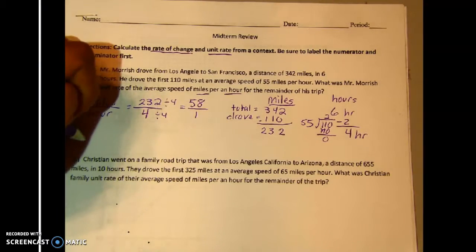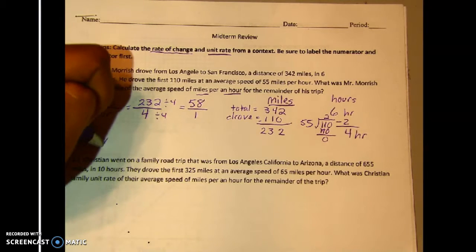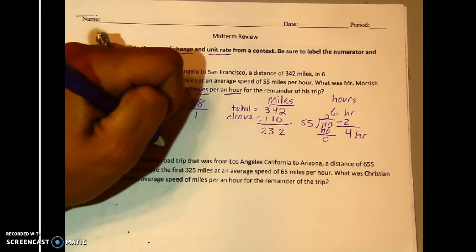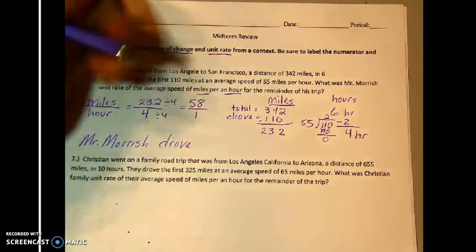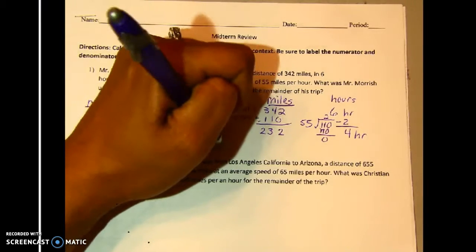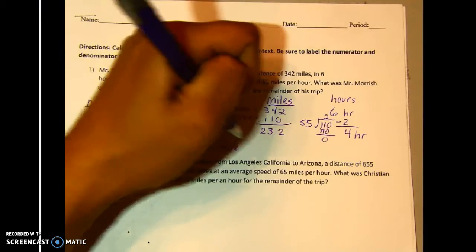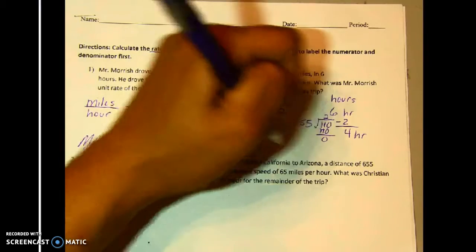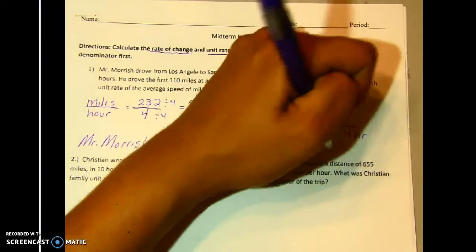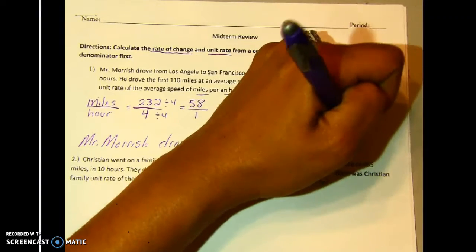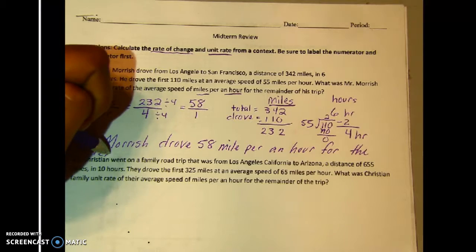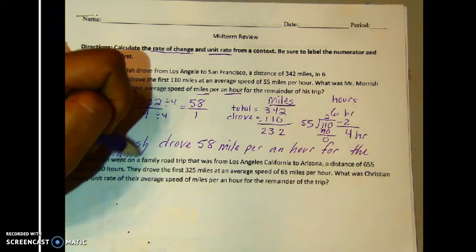So our sentence of reasoning is: Mr. Morris drove 58 miles per hour for the remainder of the trip. So all we're doing is answering the question in a complete sentence.